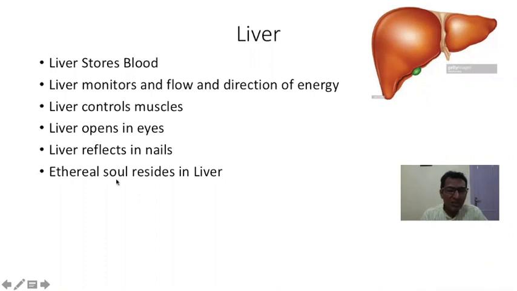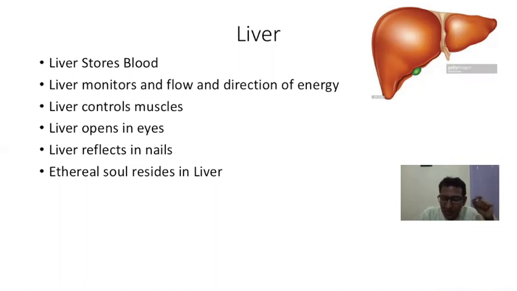And the last one is that the ethereal soul resides in the liver. When we were discussing the lungs, we said that, as per TCM, there are two souls in the human body. One is the corporeal soul and the other one is the ethereal soul. The corporeal soul is the worldly matter, the worldly thing.